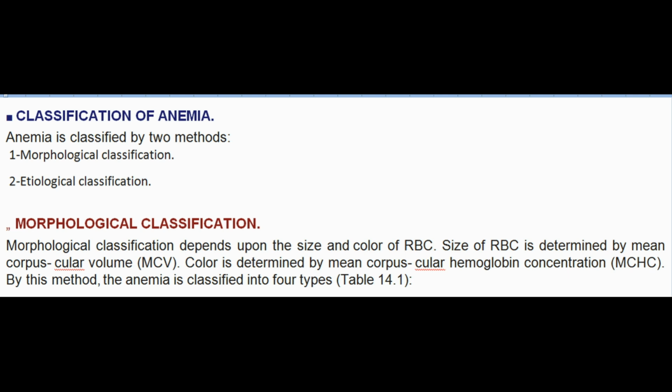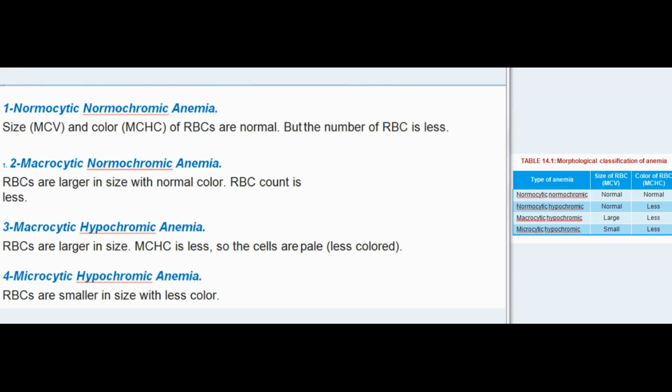Morphological classification. Morphological classification depends upon the size and color of RBC. Size of RBC is determined by mean corpuscular volume, MCV. Color is determined by mean corpuscular hemoglobin concentration, MCHC. By this method, the anemia is classified into four types. Table 14.1. Normocytic normochromic anemia: size, MCV, and color, MCHC, of RBCs are normal, but the number of RBC is less.